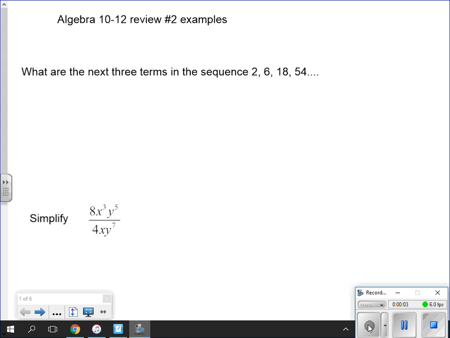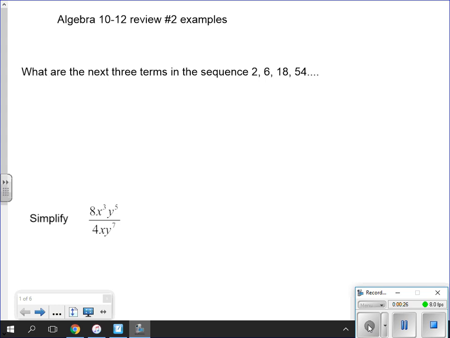Okay, here we go. So these are examples for review number 2. I am not doing an example for every problem. The problems I am not doing an example for, you had examples for on review number 1. So I'm just going to concentrate on the types of questions that were not on review number 1, that you did not have examples for.